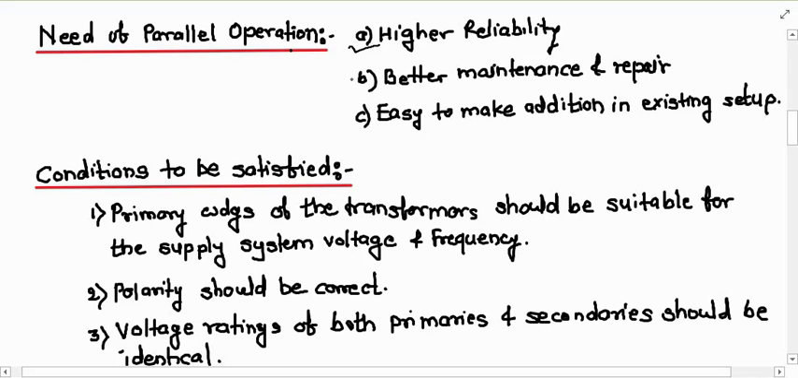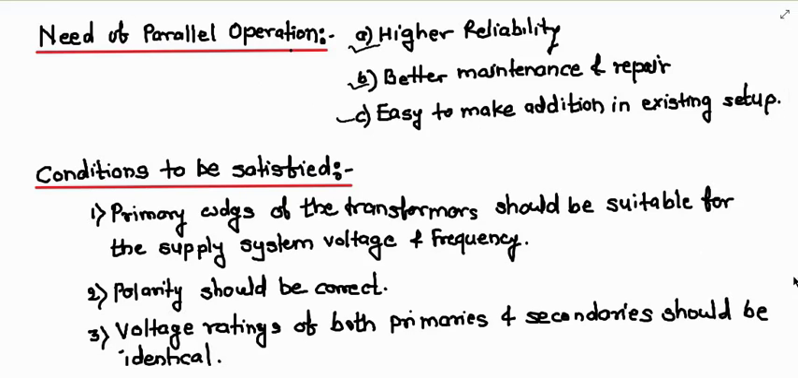The second reason is better maintenance and repair. It is possible to repair or maintain the transformers in parallel connection one by one without shutting off the whole plant. And the third reason is it is very easy to make additions in the existing setup. With increase in the load current, we can add a new transformer to the existing parallel unit of the transformer system. So now let us see the parallel operation of the transformer.